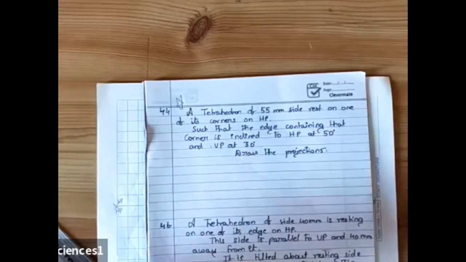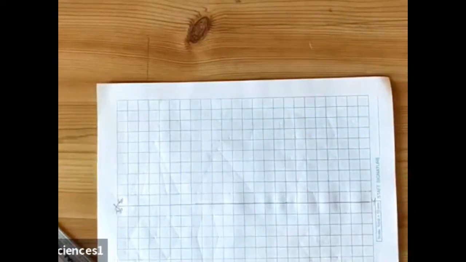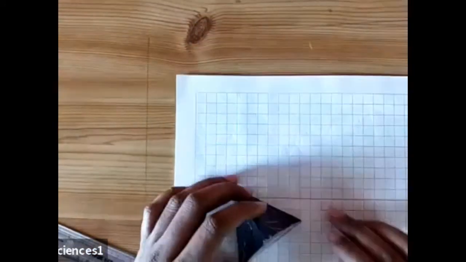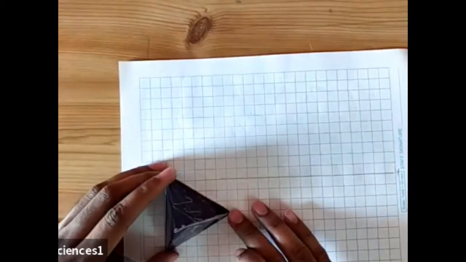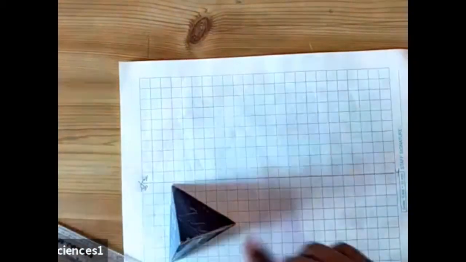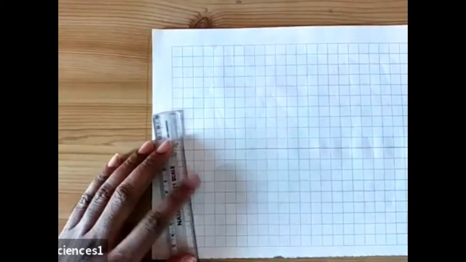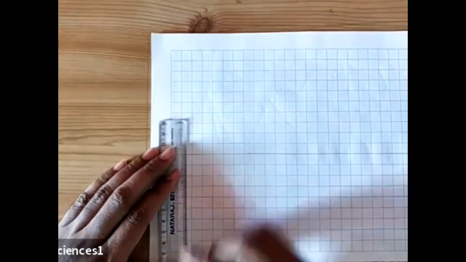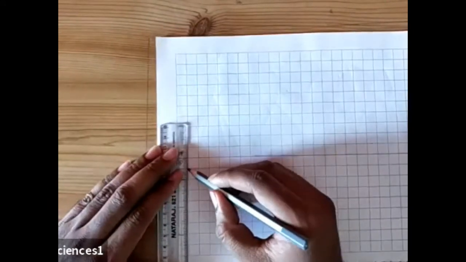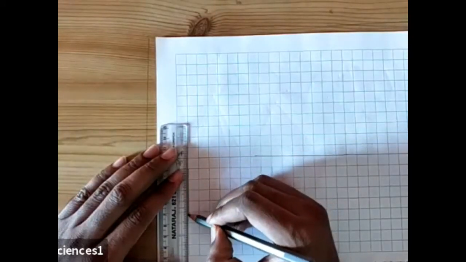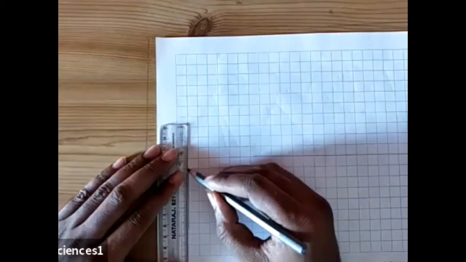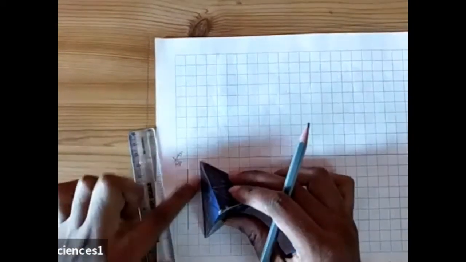So how to solve this? I'll start solving it. Please listen. The first condition is a tetrahedron like this, placed on one of its corners. So the top view will be a triangle. How do you draw a tetrahedron? It's very simple. It is a triangle of side 55. The measurement of the side he has given you is 55, that is 5.5 boxes. This side he has given you as 55.